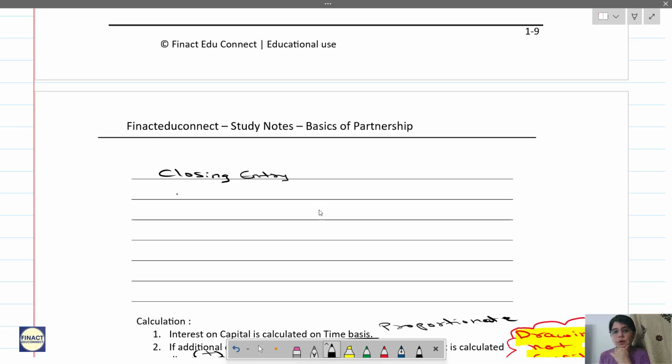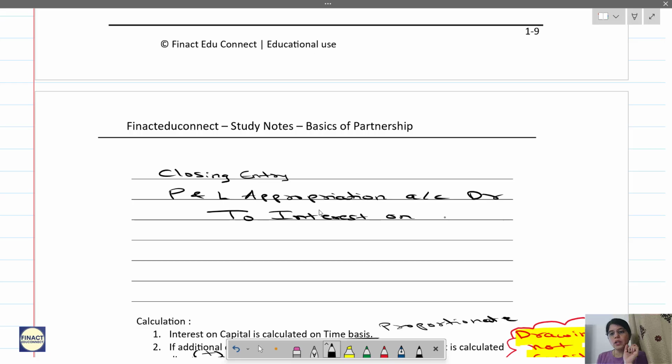So while doing the profit and loss appropriation account, we saw that you have to write profit and loss fully in the exam. In the profit and loss appropriation account, we just prepared the format. In that we saw that interest on capital will come on the debit side. So, to interest on capital.